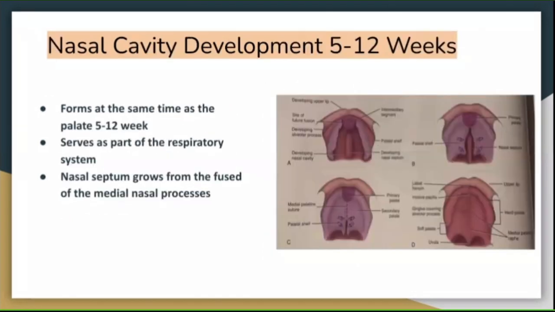The nasal cavity forms during weeks 5 through 12, at the same time as the palate, and serves as part of the respiratory system. The nasal septum grows from the fusion of the medial nasal processes. As you can see on the right hand side, it goes from letter A, B, C, and D. Letter B is the nasal septum fusion with the final palate.